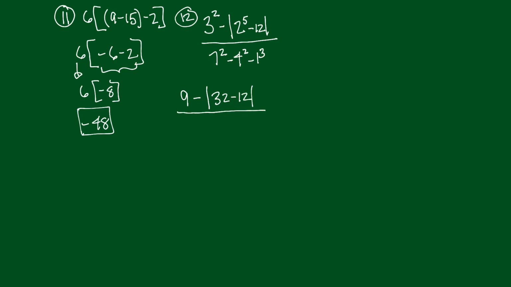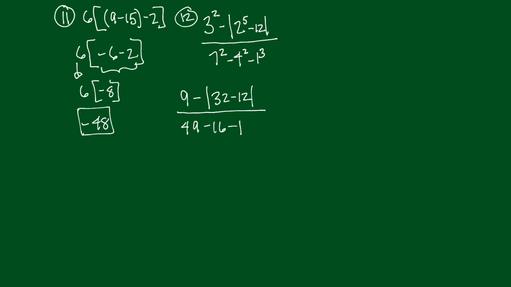Now, on the bottom, we're squaring and then subtracting. Let's square. So, in the bottom, I'm going to do that square, and that square. So, this is going to give us 49 minus 16 minus, now 1 raised to any power is just a 1. Okay, so I've simplified the top a bit and the bottom a bit.